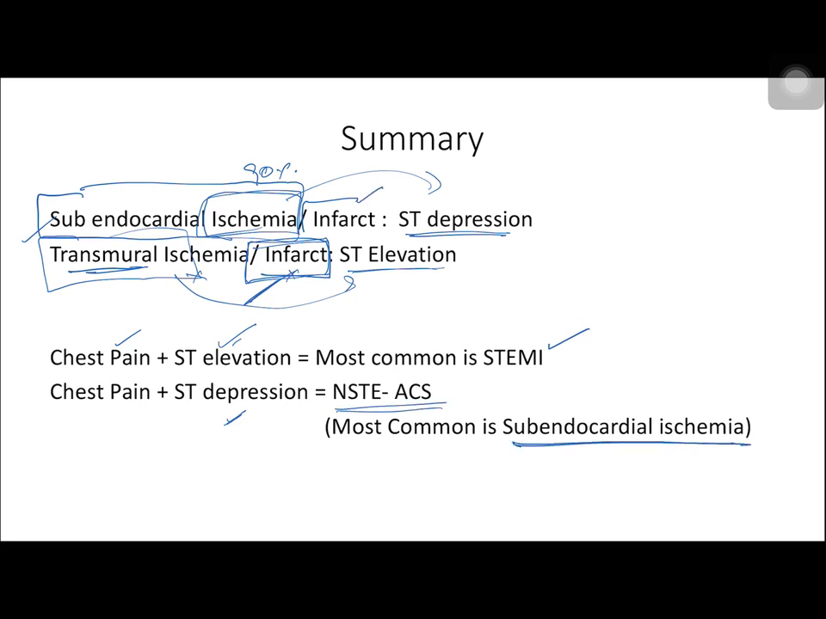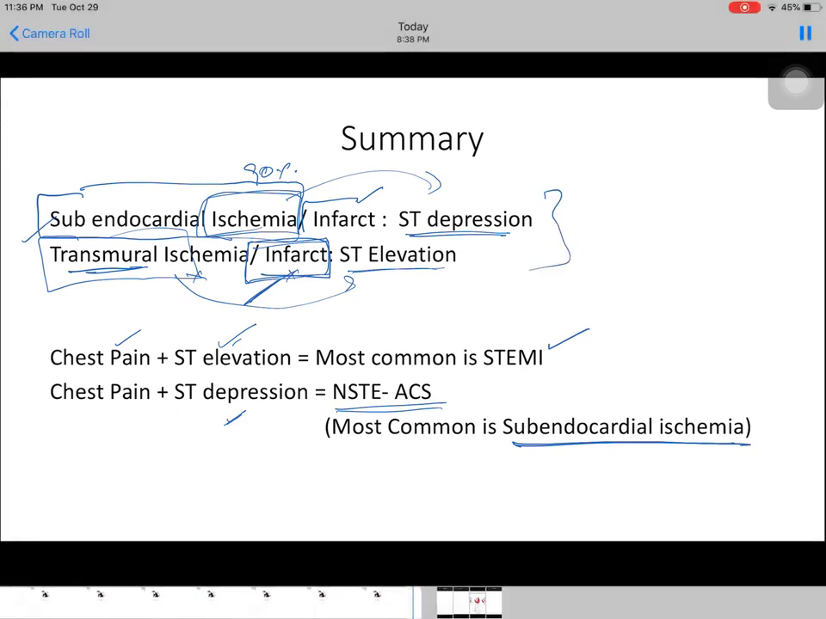So though we correlate elevation with infarction and depression with ischemia, actually they are not directly originating like that in the electrophysiological studies. I hope you understand.